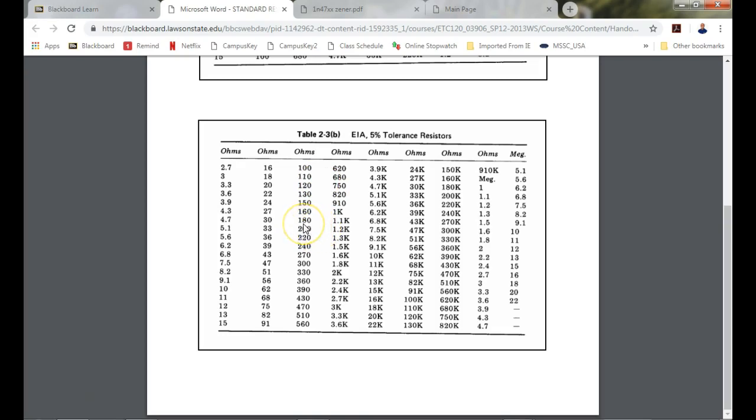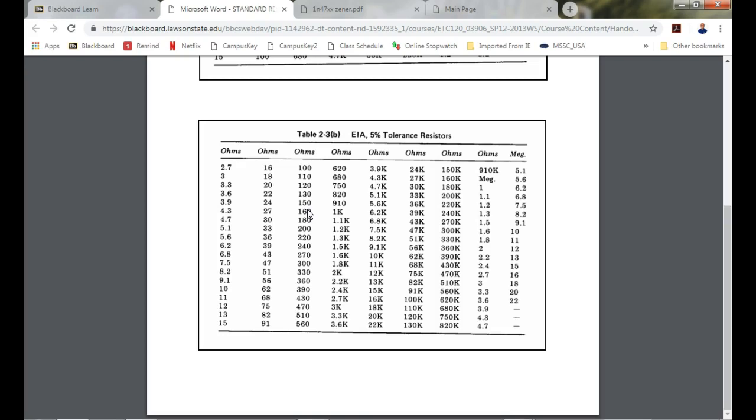So we wouldn't use this one, right? Because if we multiply it by 1.05, it would go over 181. So we always do what? Always round down and check the tolerance. And we'll use a 5% resistor. Are we okay? That makes sense. You okay?